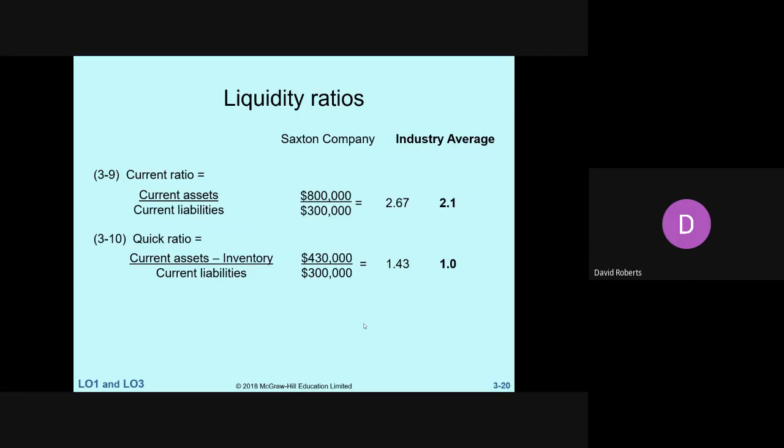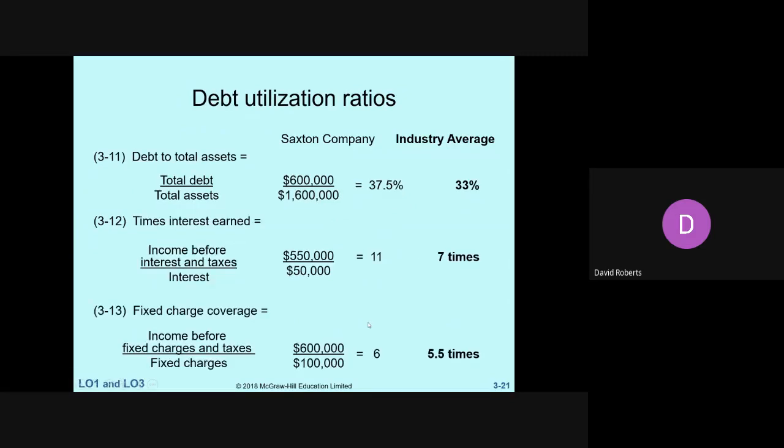For every dollar of current debt, they have $1.43 to pay for that. The industry is only 1. So they have better liquidity, less chance that they're not going to be able to pay their bills on time. That's really all that it means. Debt ratios are fairly straightforward. You take the total debt divided by the total assets.